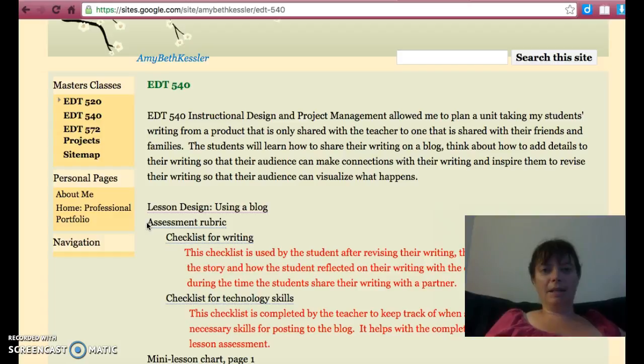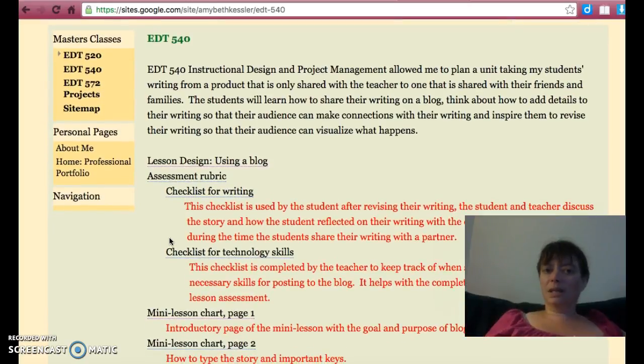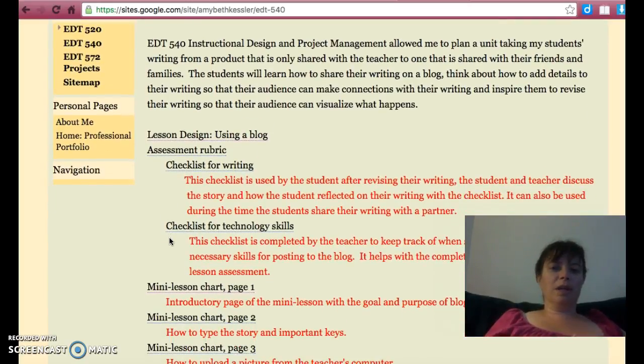takes a look at the technology. Their goal is to think about their audience and to be able to use technology to communicate with a wider audience. And then there's a checklist for their writing skills, which the students and the teacher both complete. A checklist for their technology skills, which the teacher uses to talk to them about what skills they need to continue to work on, and also helps to complete the assessment rubric at the end of the unit.